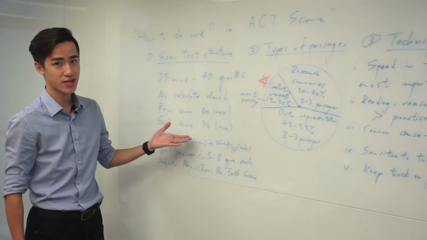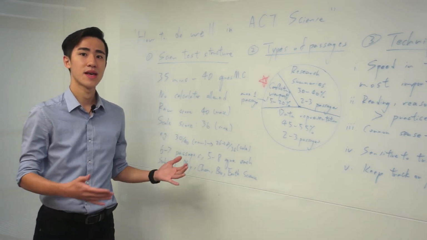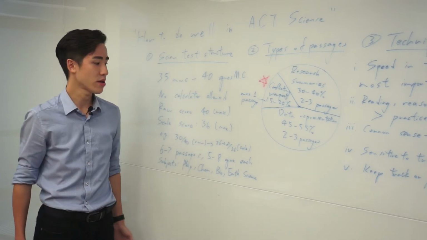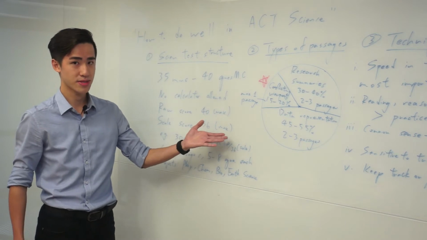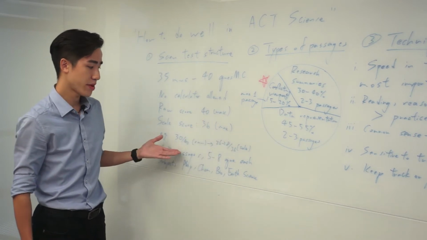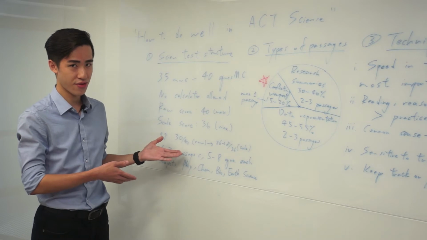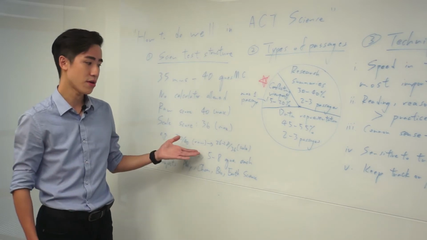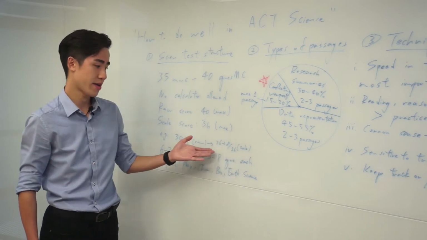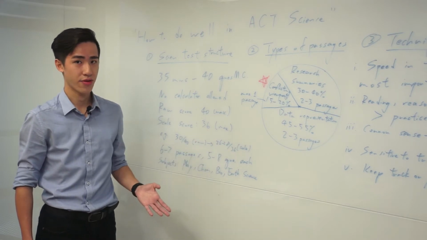And the scale score, just like other ACT tests, like the Maths, the English, and the Reading one, we have the same 36 maximum scale score. For example, if the first time you take this test, you got 30 out of 40 in the raw score, then converted to scale score, you'll have 26 to 28 out of 36.